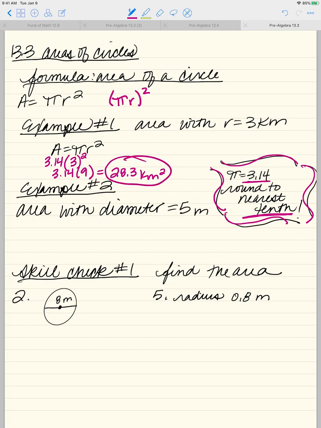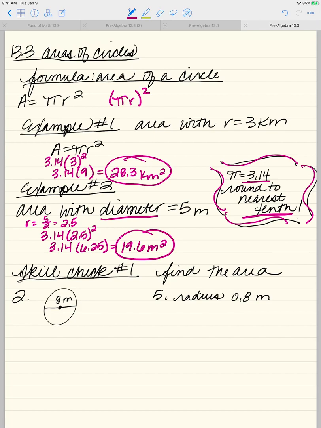Example number 2, find the area of a circle whose diameter is 5 meters. So what do we have to do? We have to find the radius, okay? Radius is equal to diameter divided by 2. 5 divided by 2 is 2.5, okay? So area is going to be equal to 3.14 times 2.5 squared, okay? So that is 3.14 times 6.25. And that gives me approximately 19.6 meters squared, because we are rounding to the nearest tenth.